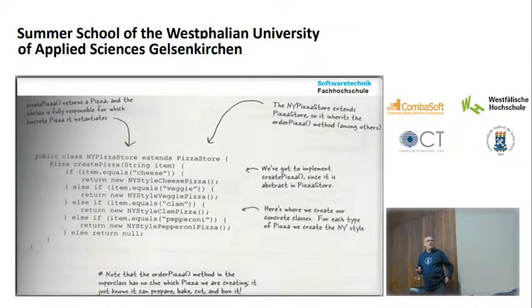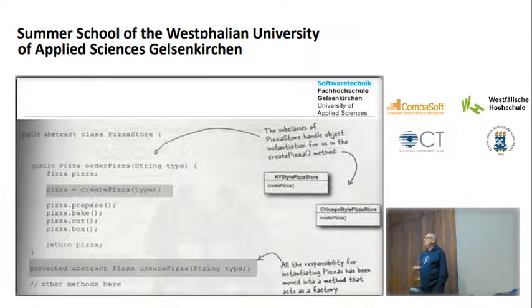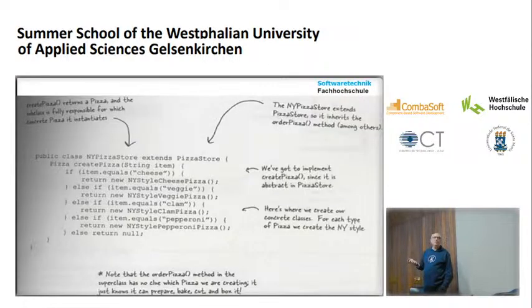This was the last slide I just showed you. Now the question is easy. How does the code for Chicago pizza look? Let's look. Well, it looks similar to this, with one exception. Where you see New York, you always have Chicago. That's all.